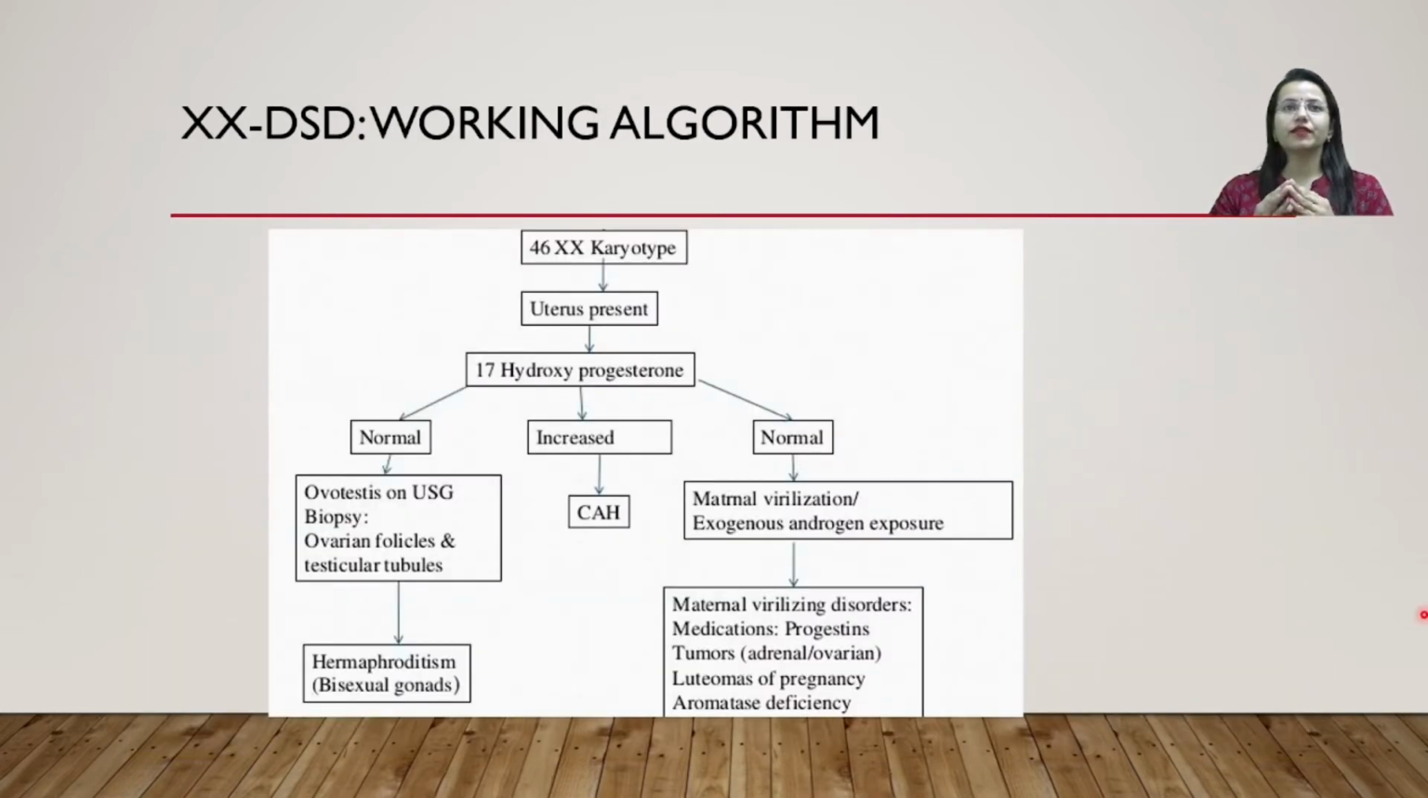If we are evaluating a case of XX-DSD, on ultrasound a uterus could be appreciated. So then we go and look at the levels of 17 OHP, 17 hydroxyprogesterone, which, if increased, is suggestive of the most common type of DSD, that is CAH, congenital adrenal hyperplasia. While if it is normal, then it could be due to ovotestis, where a biopsy may be needed, and this could be a case of hermaphrodite, but we are not to call it that, it's ovotesticular DSD, or it could be due to maternal virilization or any external exposure to androgens.